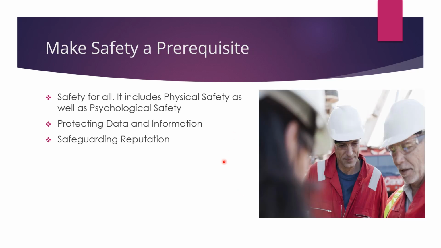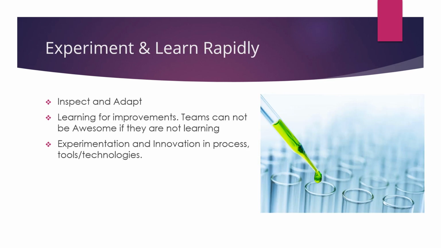Making safety a prerequisite. This is a very modern principle, very different from the traditional agile manifesto, because safety is not discussed there. But when modern agile says safety is a prerequisite, it means safety for all. It includes physical safety as well as psychological safety, which is very important. It also talks about emotional safeguards, a stress-free environment, protecting the data and information of its employees as well as its customers, and safeguarding the reputation. Obviously, if things are secure, the customer will also feel that their reputation is safeguarded. So it is very important that we ensure safety is of utmost importance.